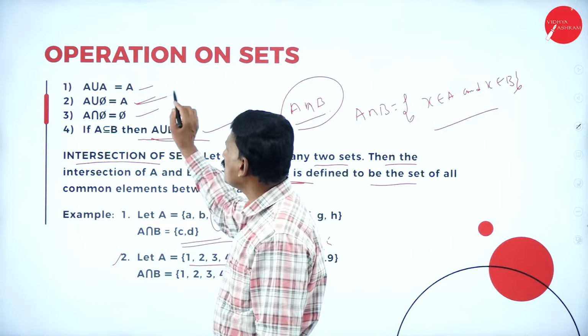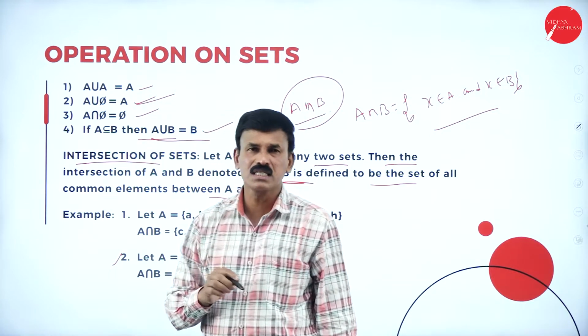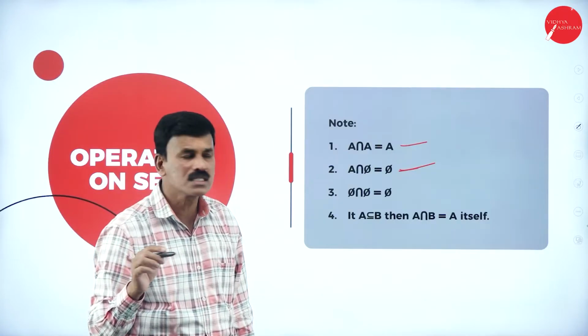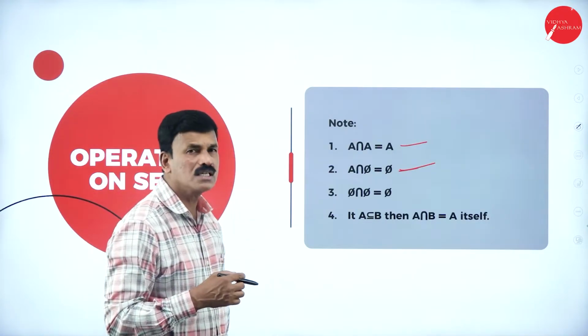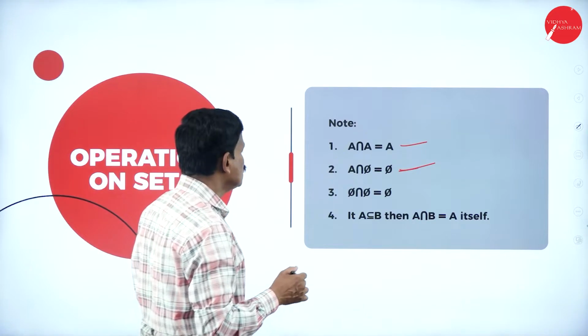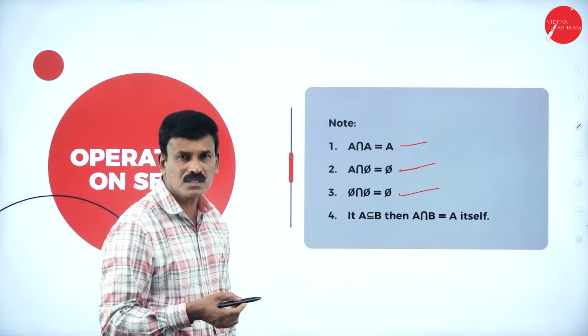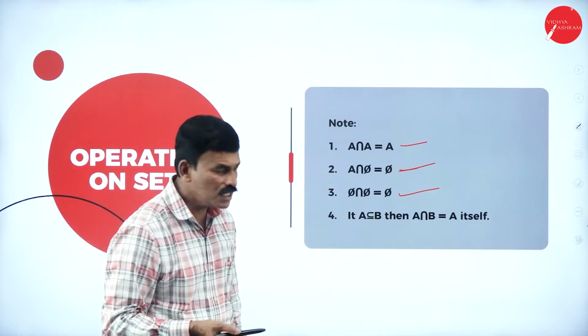The union of a null set and a set is the set itself. A union null set is the set itself, whereas the intersection of a set and a null set is a null set. And the intersection of a null set and a null set is again a null set, because no elements are present, so it is again a null set.